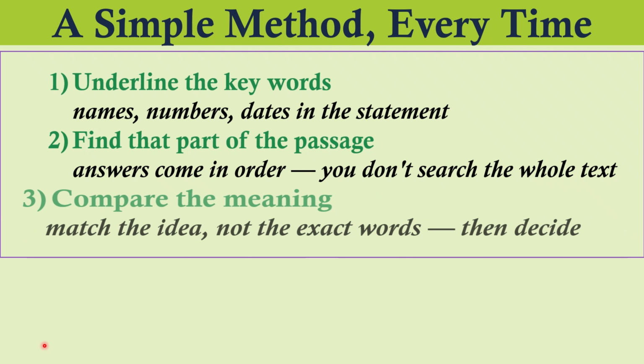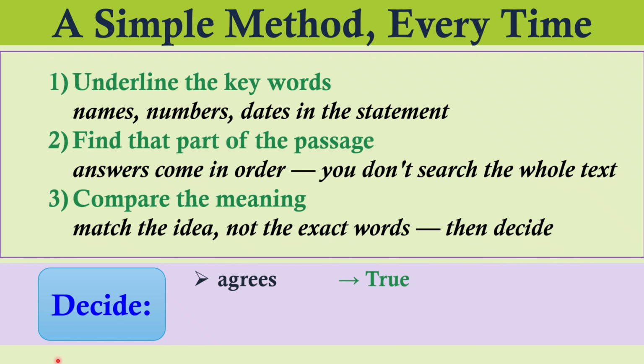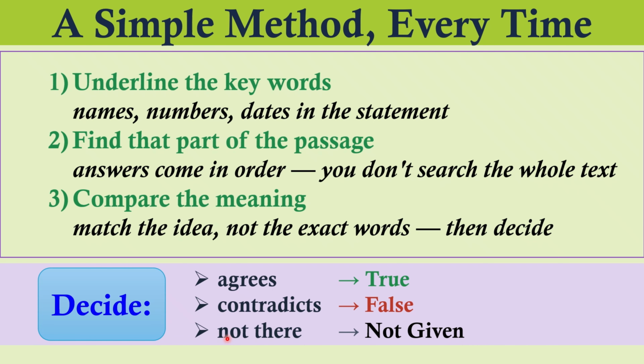Step 3. Compare the meaning, not the exact words. IELTS often paraphrases information, so the wording may be different, even when the meaning is the same. Then make your decision. If the passage agrees with the statement, it's true. If the passage contradicts the statement, it's false. And if the information isn't provided in the passage, it's not given.